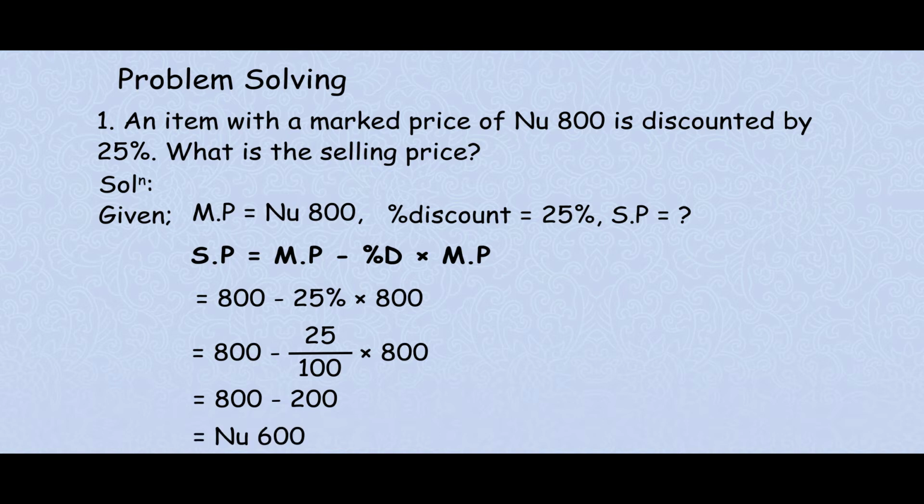So marked price was 800. After 25% discount, the selling price is 600 because 25% of the marked price is 200. So 800 minus 200 is 600. That is how we get the selling price. Now, another type of discount and discount percent problem.